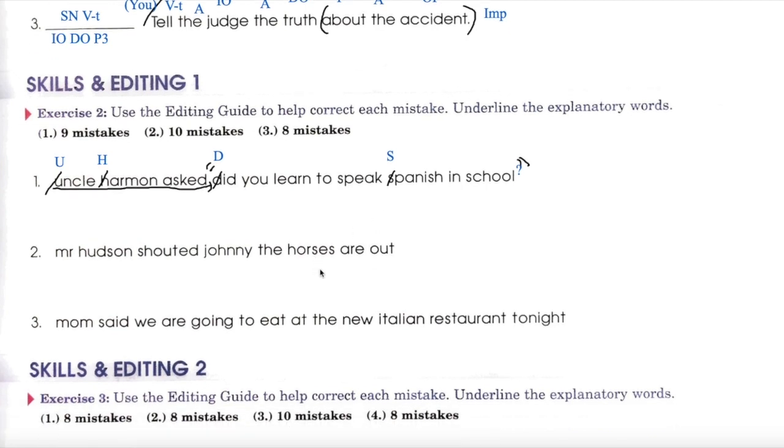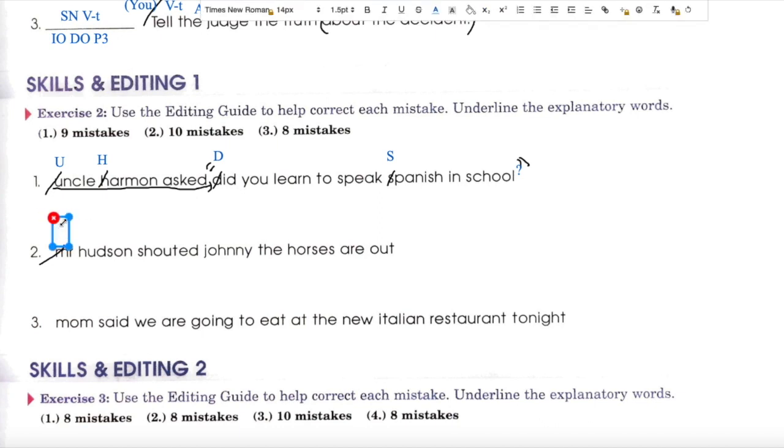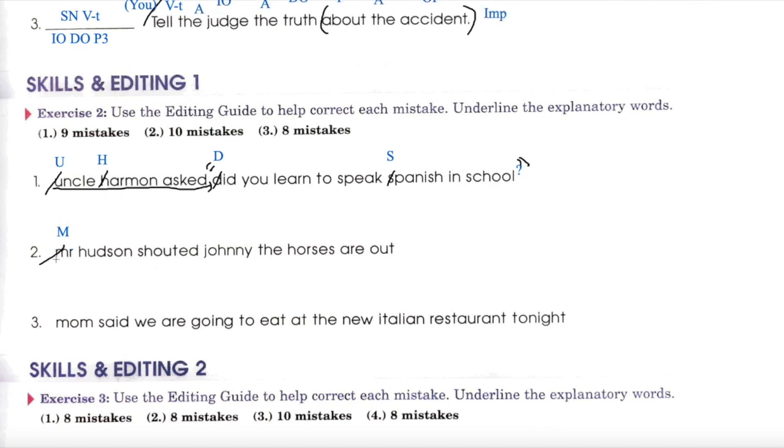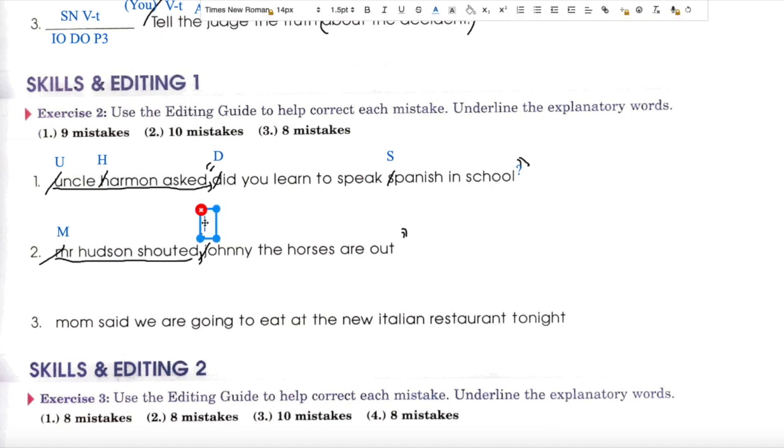Number 2: Mr. Hudson shouted, Johnny, the horses are out. All right, let's follow our steps. Capitalize the first word. Underline explanatory words. Put in our comma. Put in our quotation marks. Capitalize the first word of the quote. Put in our ending punctuation. This is definitely showing emotion, so we want an exclamation point there.